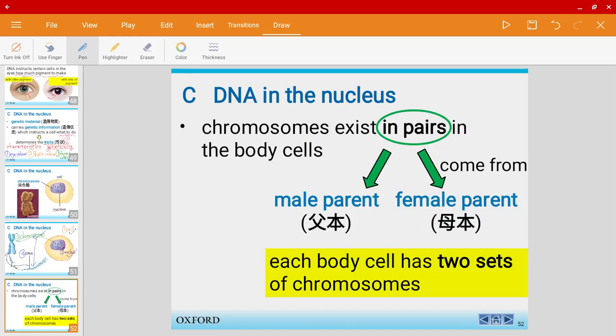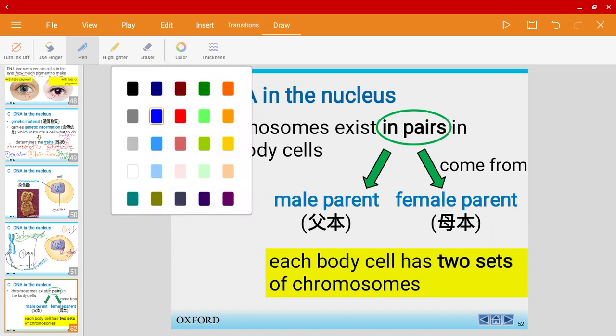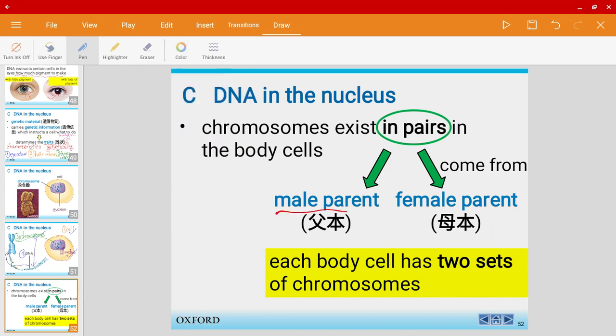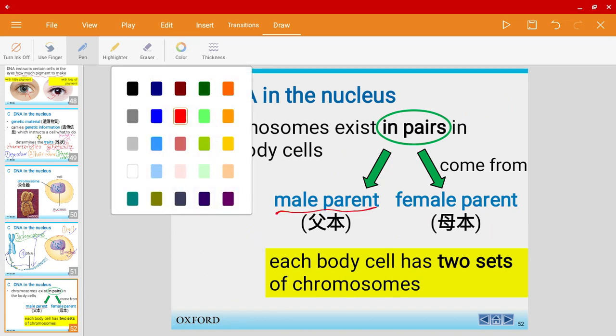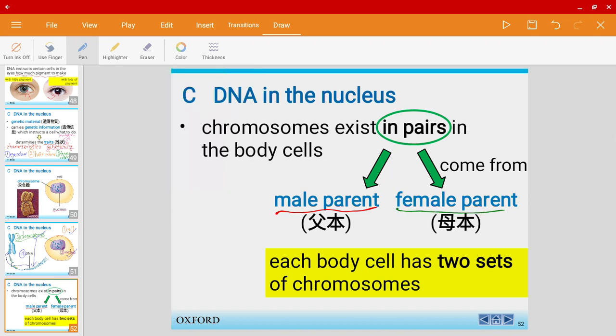So let's talk more about chromosomes. Chromosomes exist in pairs in the body cells. One of them comes from the male parent while the other one comes from the female parent, so the father and the mother. Each body cell has two sets of chromosomes. So let's have a look. What does it mean?